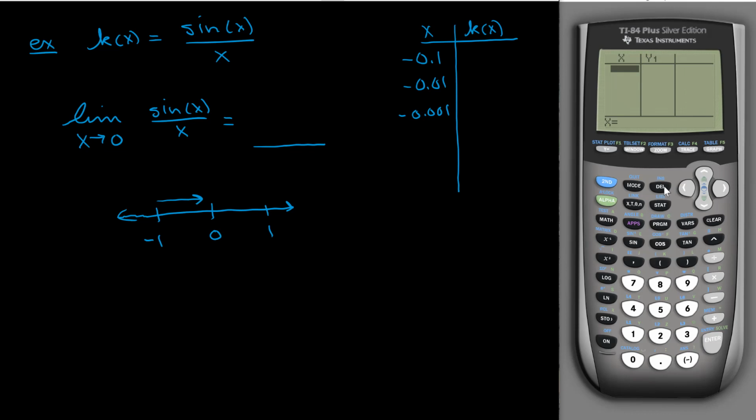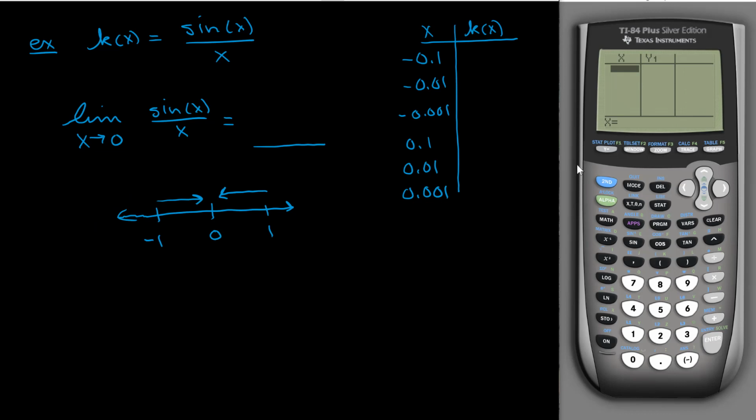Going back to my number line, as I approach from the right-hand side, I'm coming in from the positive. So I can use things like 0.1, 0.01, 0.001. We definitely need to use a table this time because, as I pointed out earlier, we can't plug a 0 in for x. The function is undefined there. So we can't just do a quick algebraic evaluation of the situation.